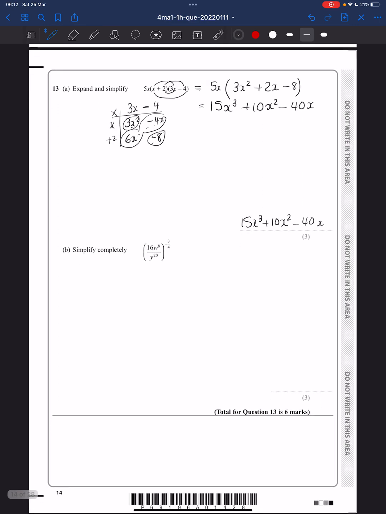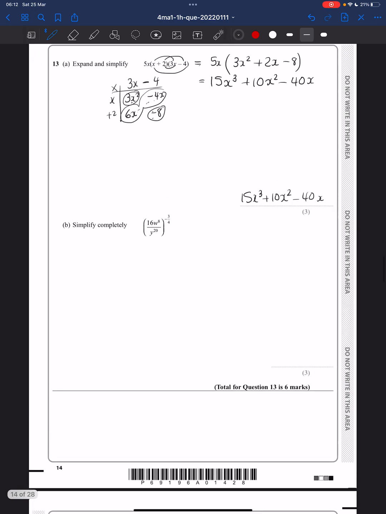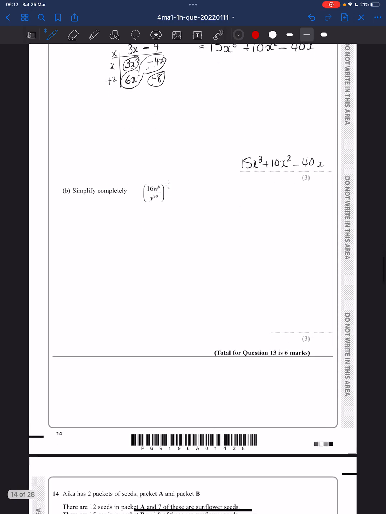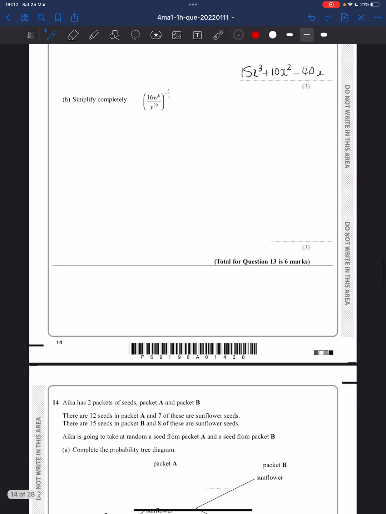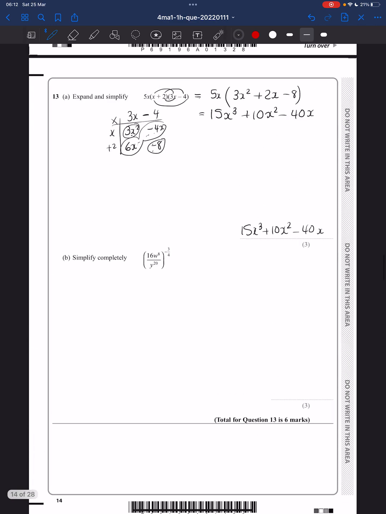Okay, expand completely. I feel like I'm rushing, but you can always press pause if you want to. I'm doing it hopefully with enough explanation, but just press pause if you need to.